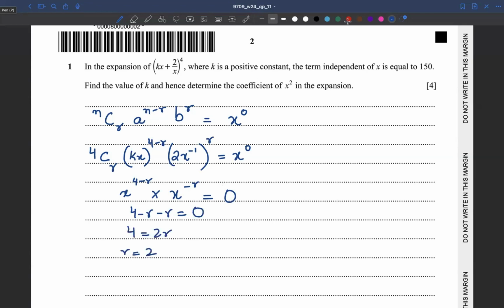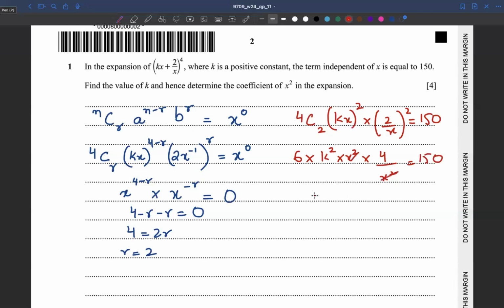Now, once we have the value of r as 2, we can find the value of k. So in place of r, we can substitute 2. So this will become 4C2 (kx)^(4-2), that is 2, into (2/x)^2, and that will be equal to 150. Now, 4C2, when we substitute this in the calculator, is equal to 6. So this will become 6 multiplied by k squared x squared. Now x squared and x squared will cancel out, into 4 upon x squared is equal to 150. x squared cancels out. So we have 24k squared is equal to 150.